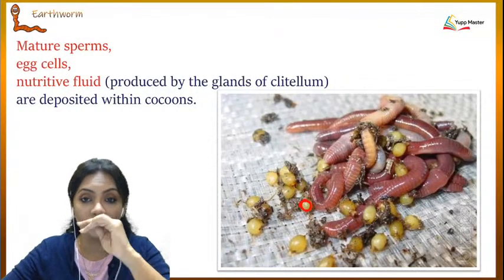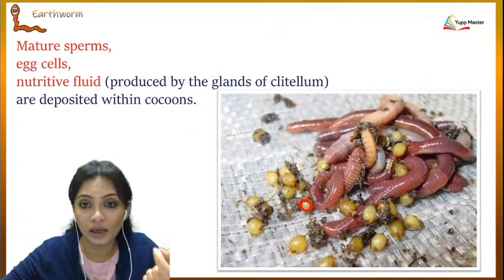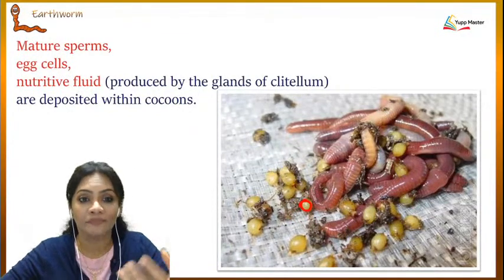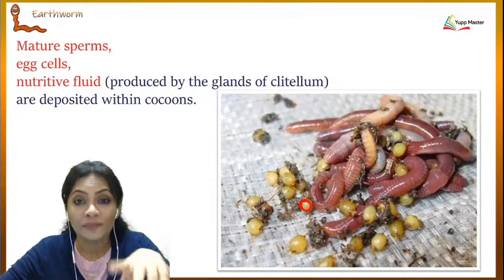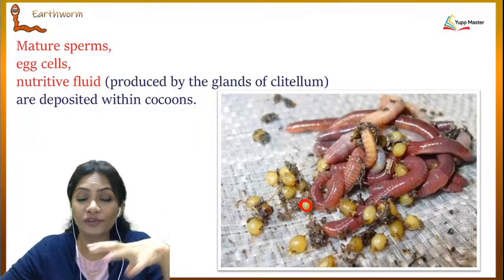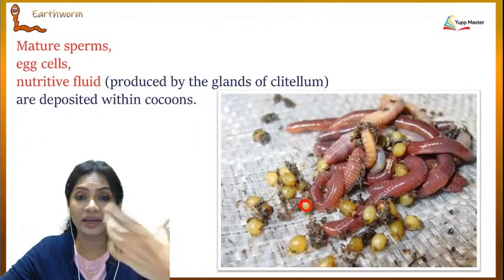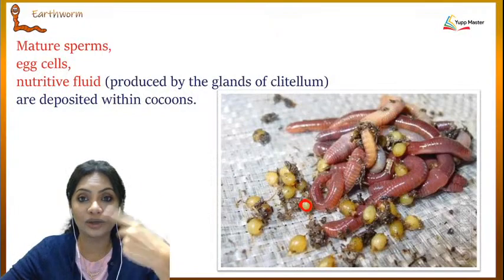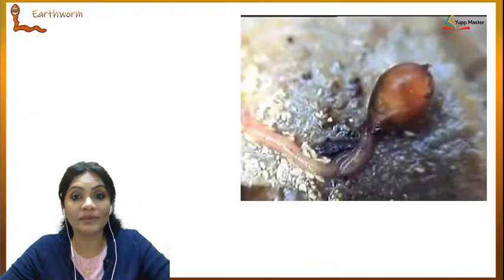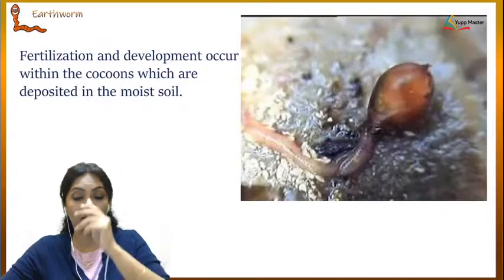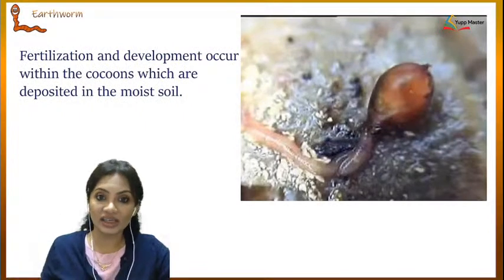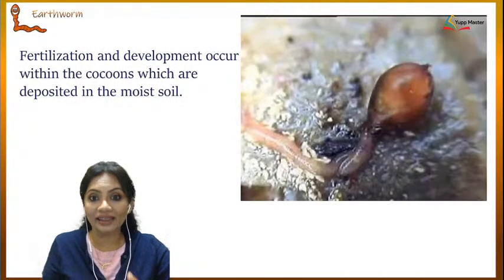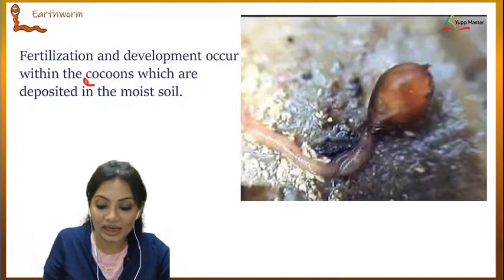So inside the cocoon, in order for the young earthworm to develop, there are mature sperms and egg cells inside the cocoon which will fertilize, which will fuse together. So the fertilization is actually taking place externally, and that is going to form a cocoon into which the small earthworm will be developing. Remember, over here the development is direct. There is no larval stage present. Okay, so we see here that the fertilization and the development are occurring inside the cocoon.